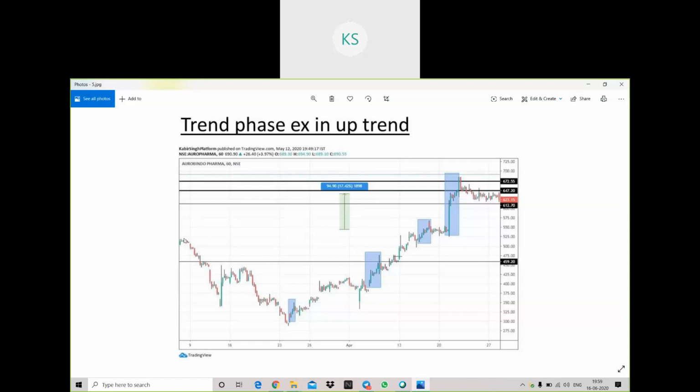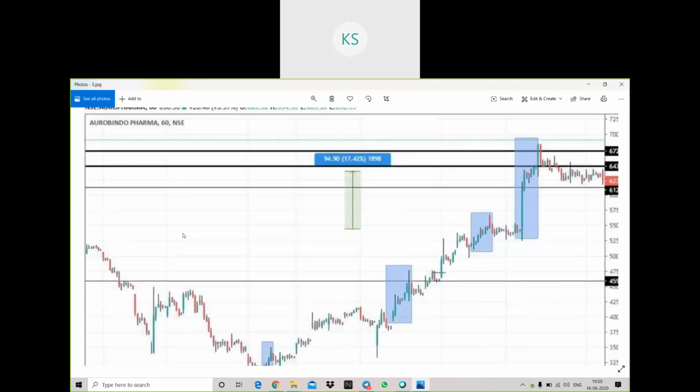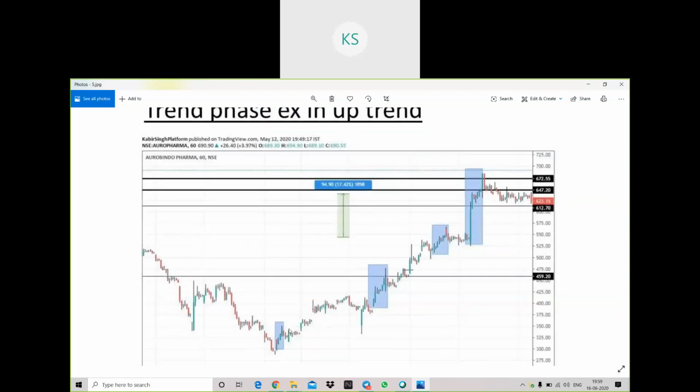If you draw a trend line from this point till this point, your trend line will be in the downward direction. And if you draw in a similar way from this point to this point, it will be in the upward direction. So the trend line can easily indicate whether the stock is in an upward trend or a downward trend. So in this case, the stock was in an upward trend.